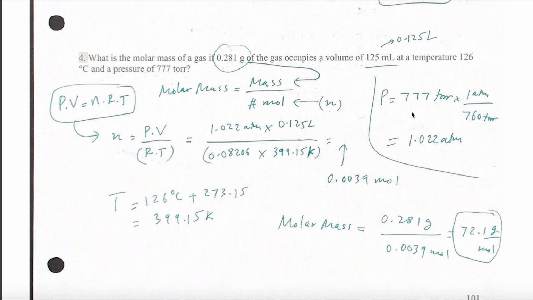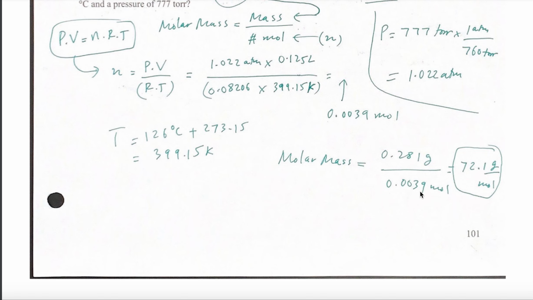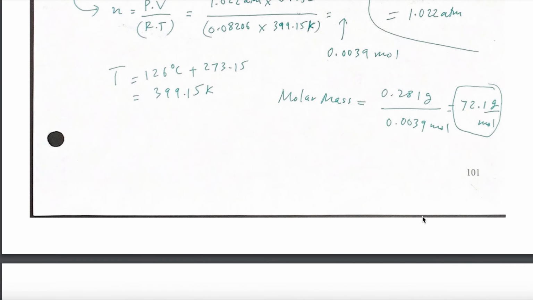Notice that I convert pressure to ATM. That's required. I convert temperature to Kelvin before I plug in the formula for the ideal gas law. Now after you're done, take the mass divided by the mole, we get molar mass. If you do it correctly, it should be 72.1 grams per mole.